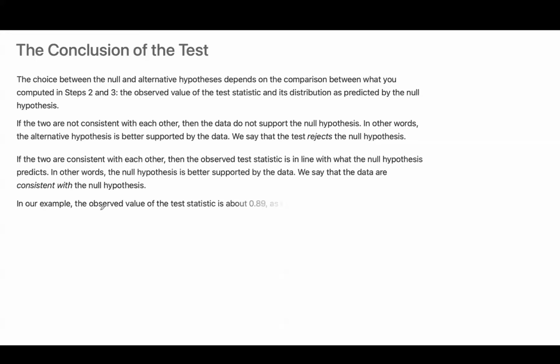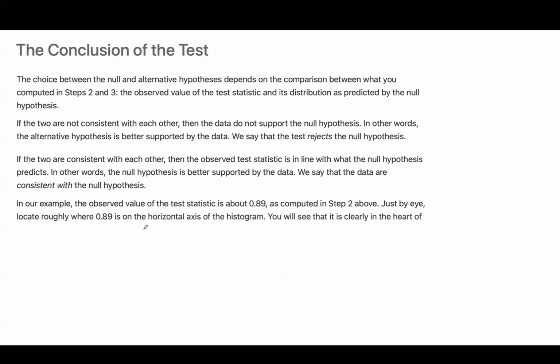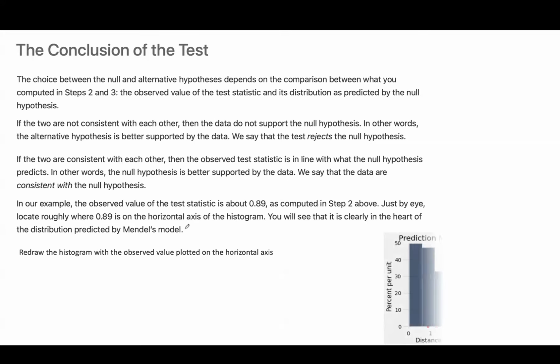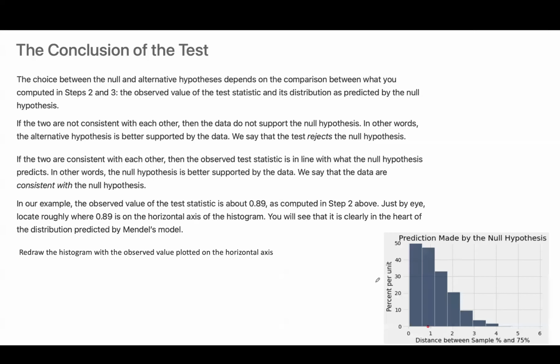In our example, the observed value of the test statistic is about 89%, computed in step 2. Just by eye, locate roughly where 89% is on the horizontal axis of your histogram. You'll see that it's clearly in the heart of the distribution predicted by Mendel's model. You can redraw the histogram with the observed value, and this is what we see here. About 89%, which is just close here.